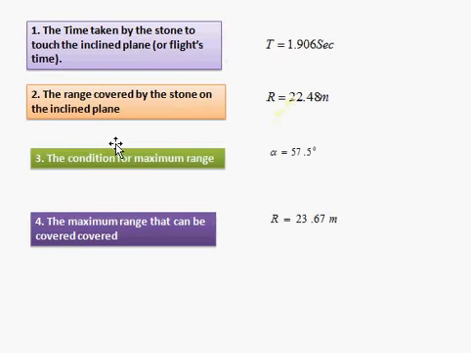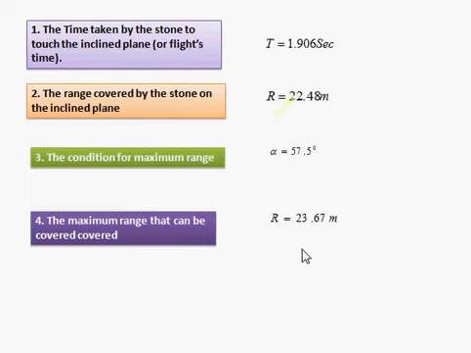We have calculated four different answers. Let us recall the difference between the general R and the maximum R. We find that the R value is 22.48 when we use the angle given in the question. But when we use the maximum angle condition, we get the distance as 23.67, which is more than the second value. With this I am ending this video. Thank you.